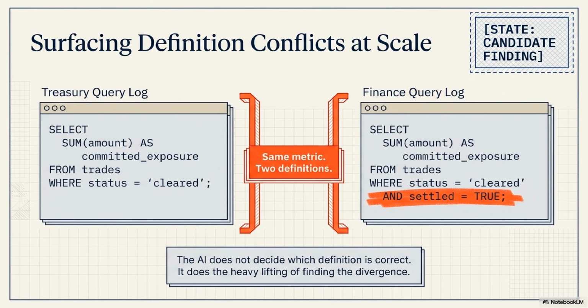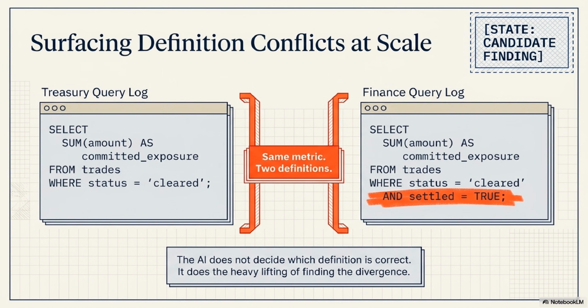Take our running example, committed exposure. Back in episode 6, we warned that 2 divisions can compute the same metric differently and not know it, a confidently inconsistent figure that lands in a board report. In that episode, the conflict was the problem. Here, finding it is the win. The AI reads Treasury's queries and Finance's queries, and it surfaces the divergence: same name, 2 different filters, 2 different numbers.